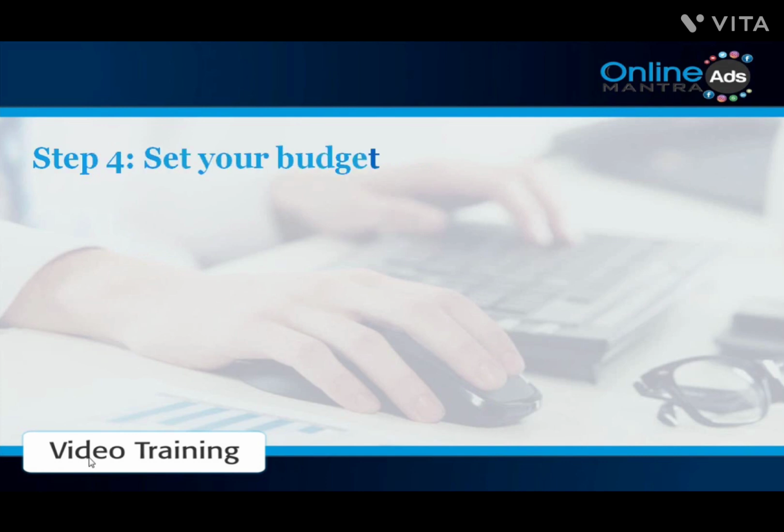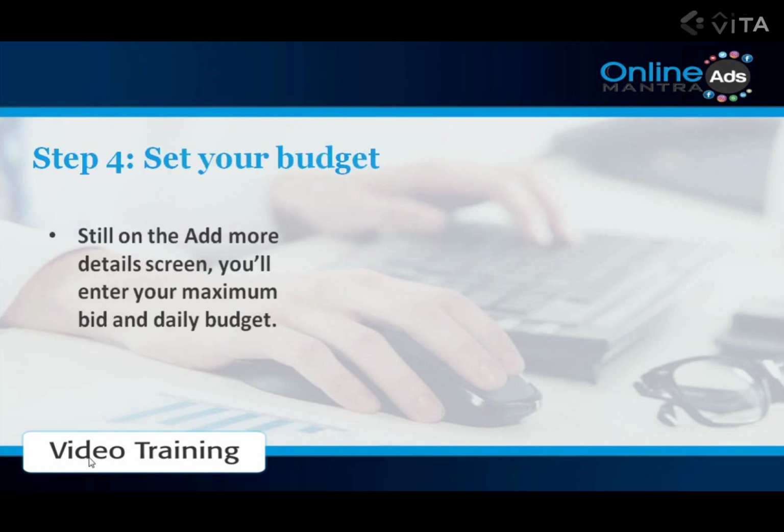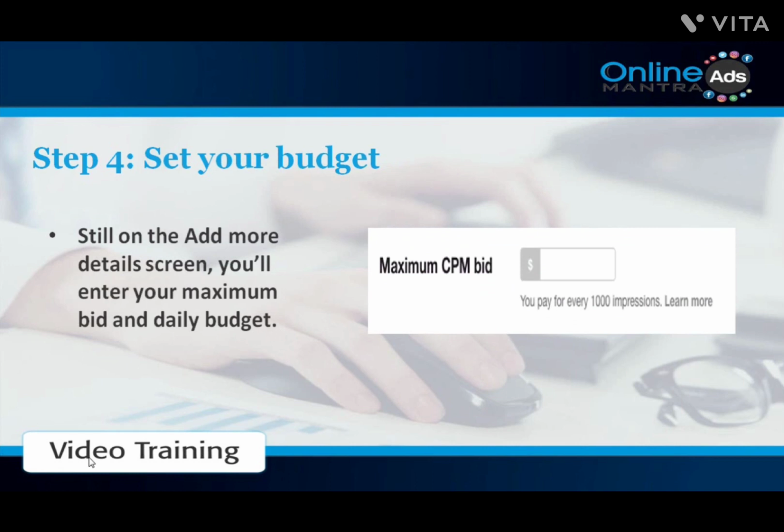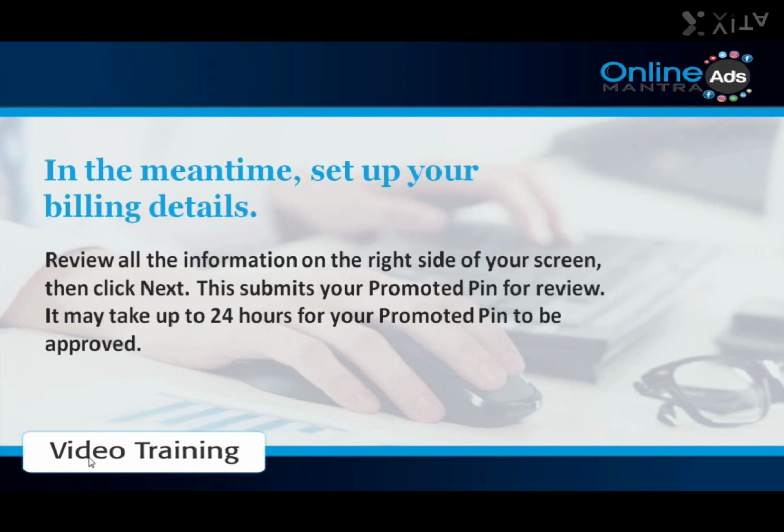Step 4. Set your budget. Still on the Add More Details screen, you will enter your maximum bid and daily budget. In the meantime, set up your billing details. Review all the information on the right side of your screen, then click Next. This submits your promoted pin for review. It may take up to 24 hours for your promoted pin to be approved.